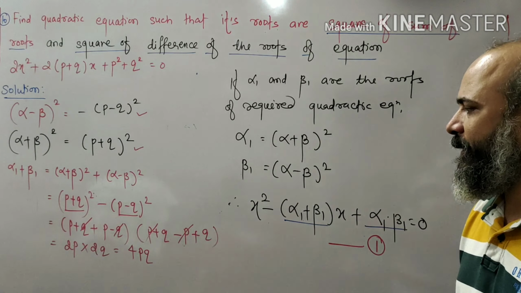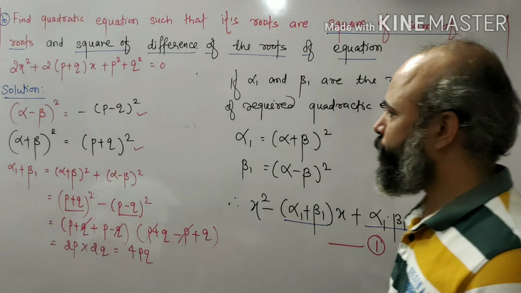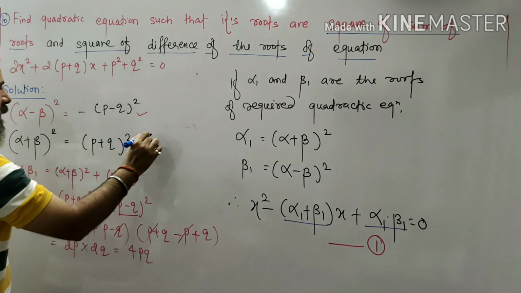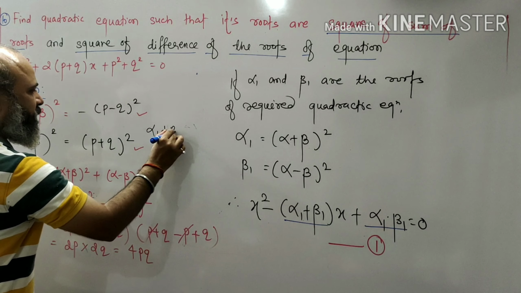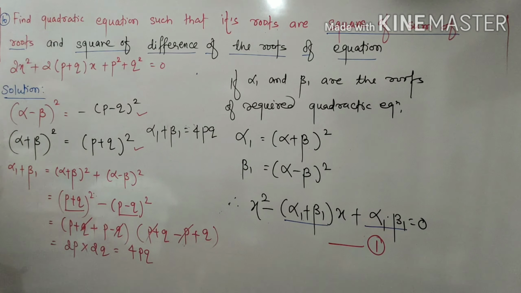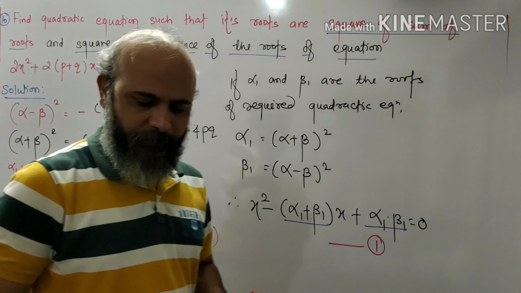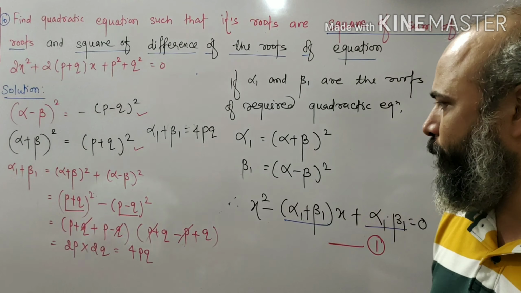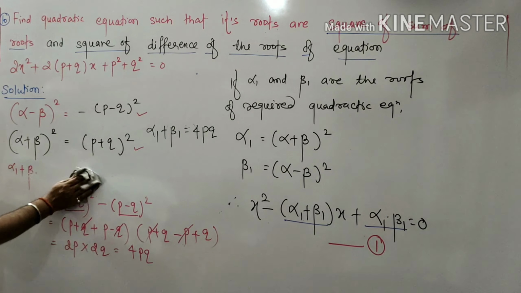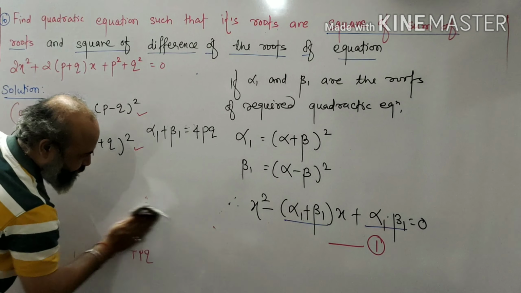What is alpha 1 plus beta 1? 4PQ. So, student, I will write here: alpha 1 plus beta 1 is 4PQ. Now, student, we will find the value of alpha 1 into beta 1.